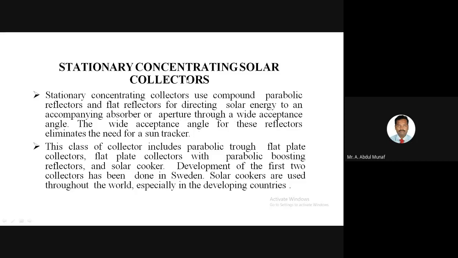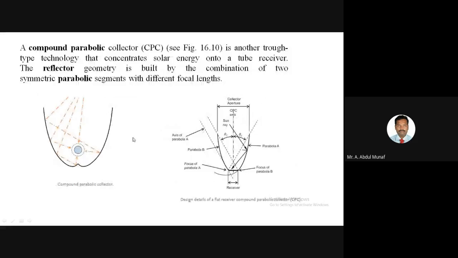You see here, a stationary concentrating solar collector means we have two parabolic reflectors. In this diagram, previously we saw only one parabolic reflector, but here we have two parabolic reflectors. In this second diagram, they have shown it very clearly. Here we have one parabola, and here we have another parabola. In the middle of the parabolas we have the receiver. This one is the receiver.